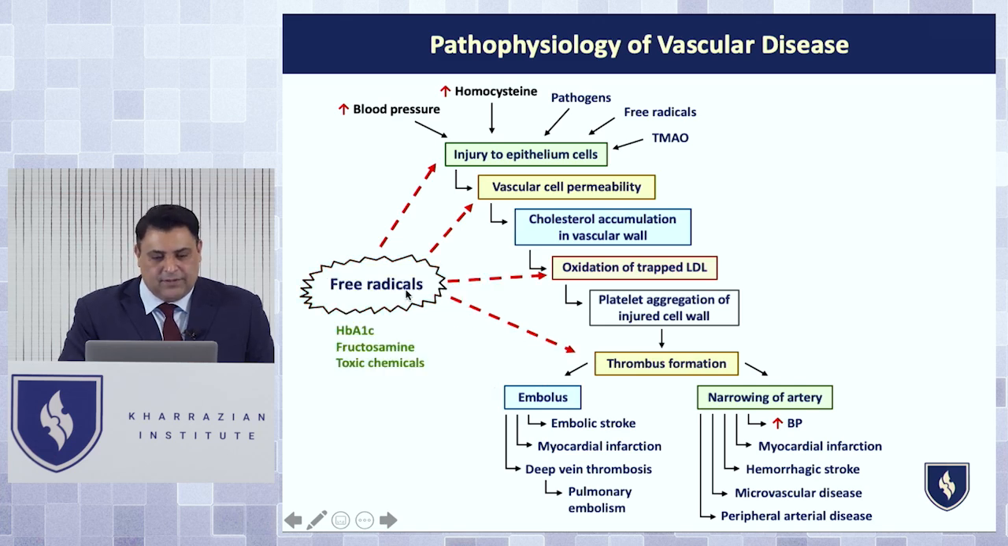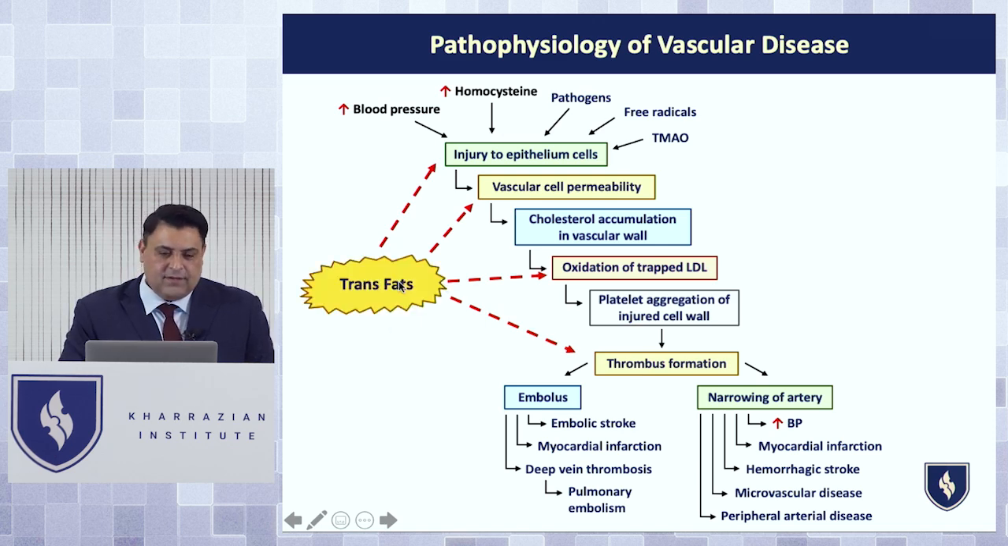Free radicals, toxic chemicals, free radicals from glycosylated hemoglobin, they can cause more injury to the epithelial cells. We have decreased nitric oxide, decreased vascular growth factor, and decreased angiogenesis. Free radicals can cause permeability. Free radicals can oxidize LDL. Free radicals can increase the thrombus formation, whether it becomes stable or unstable. But this is where free radicals come in.